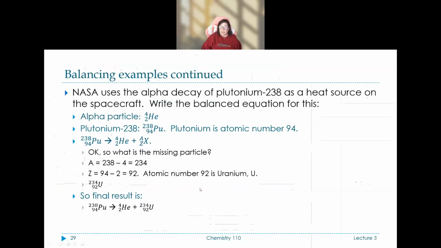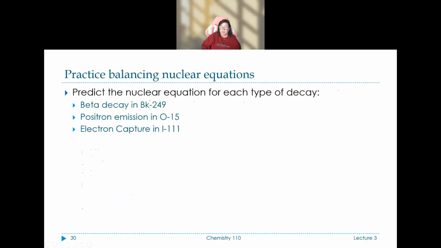Now that we fixed that, atomic number 92 is uranium, so 234, 92 uranium. So 238, 94 Pu goes to 4 2 He plus 234, 92 U. Questions, comments, problems there? I hope not. Once we fix the problems, we should be fine.